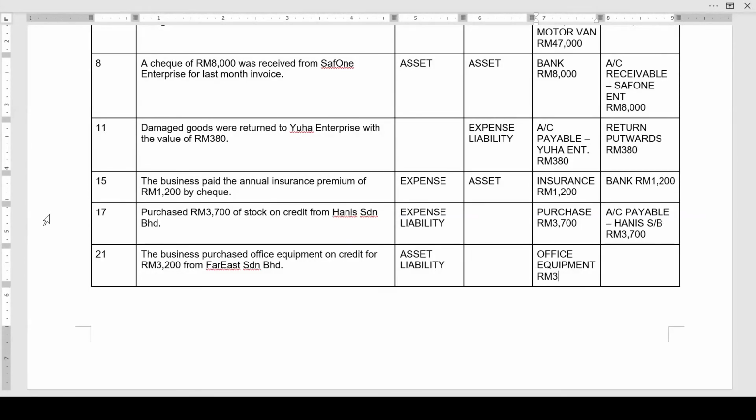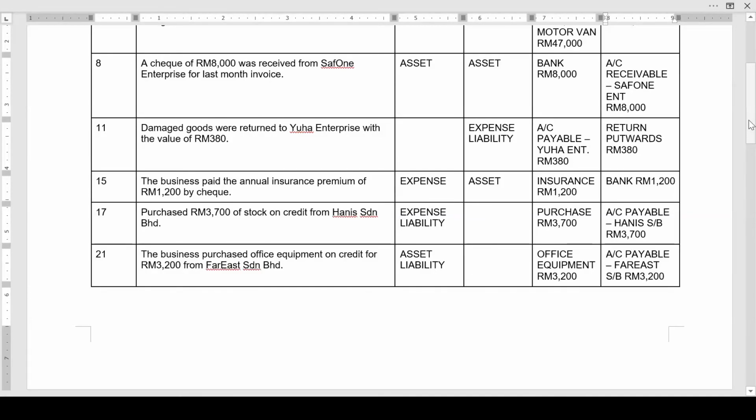Office equipment, RM 3,200. And then increase in liability, you credit. Which liability account to be credited? Again, you are going to create account payable for Far East Sendirian Berhad, of the same amount, RM 3,200.